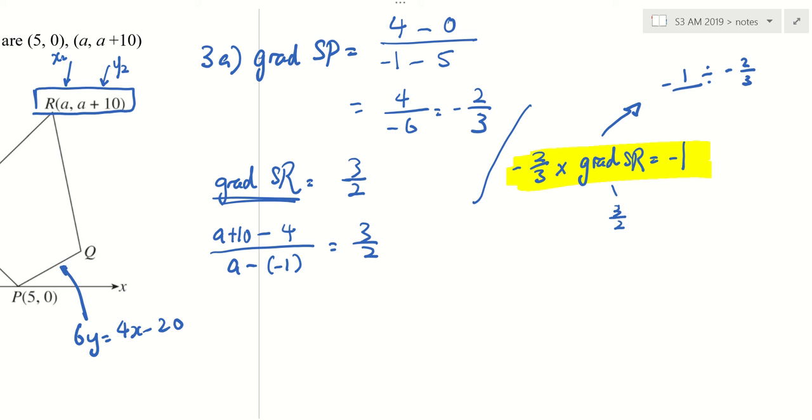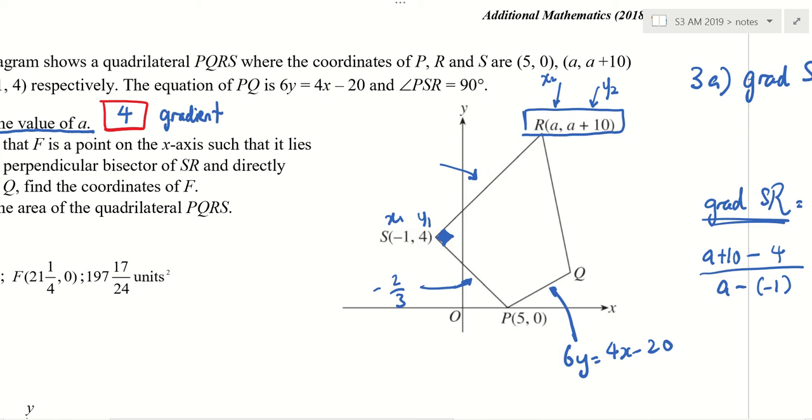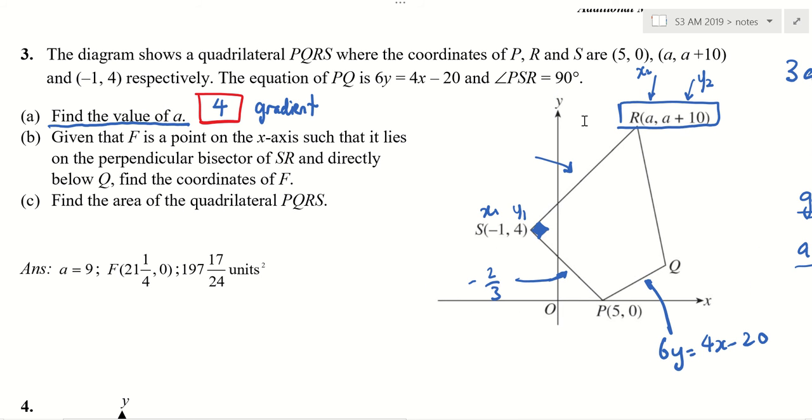Press divide by -2/3. You will get 3/2. Do you see that, Rachel? Okay, now 2a is done, 3a is done. I continue to 3b. Let's take a look at 3b.